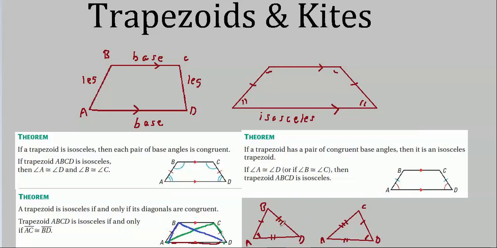And we're done. Once again, we just had to break up our polygon, or find a way to break up our polygon into congruent triangles, and then use the old fact that corresponding parts of congruent triangles are congruent.